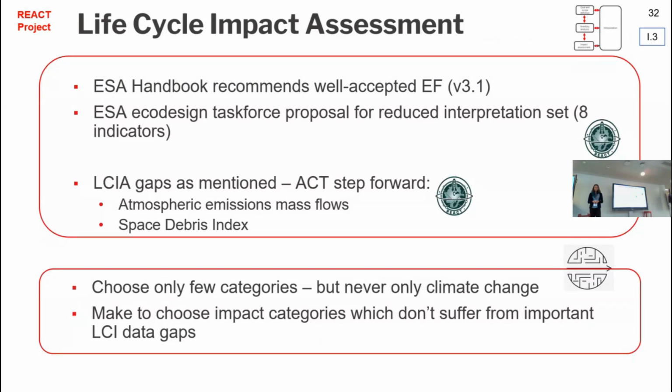Then for the impact assessment, the ISAE handbook, as mentioned, recommends the environmental footprint, and they also recommend the reduced interpretation set of 8 indicators. That's also described in the user manual. And ACT provides all of them. The LCA gaps, as mentioned, we have them, but we make this step forward by at least giving the mass flows and giving a space debris index for the orbits. In simplified LCA, you might just choose a few categories. Please don't only choose climate change, because then you miss the trade-offs between different impact categories, for example.